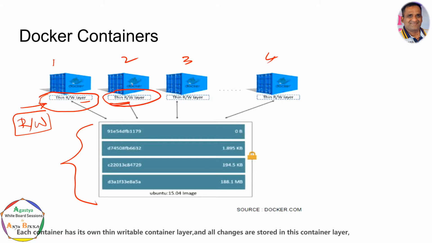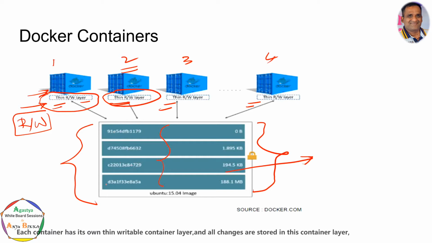This read and write layer of container 2 is not the same as container 1, not the same as container 3, not the same as container 4. It means all the containers share the same image layers. They share them, but each and every container has its own writable layer. Because these image layers are read-only, the beauty of this architecture is that it saves a lot of space, because they share the same common layers.